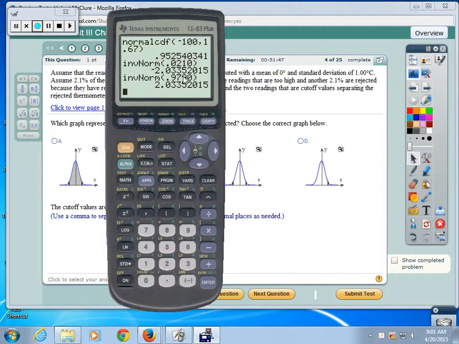2.3. So you can do inverse norm and put the area in. The only reason I add the 0 is for consistency. When I teach y'all this section, whenever you see 4 digits, that means you're dealing with an area. That's why I do that.